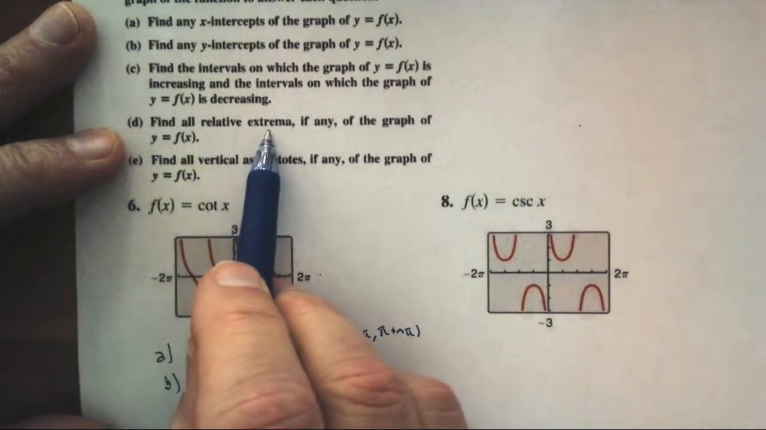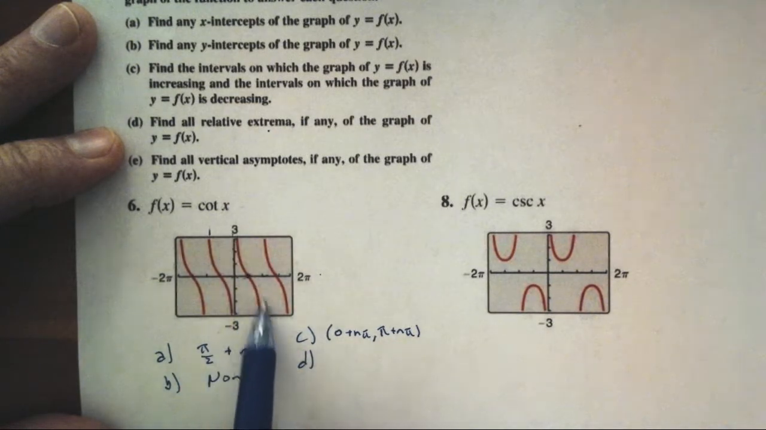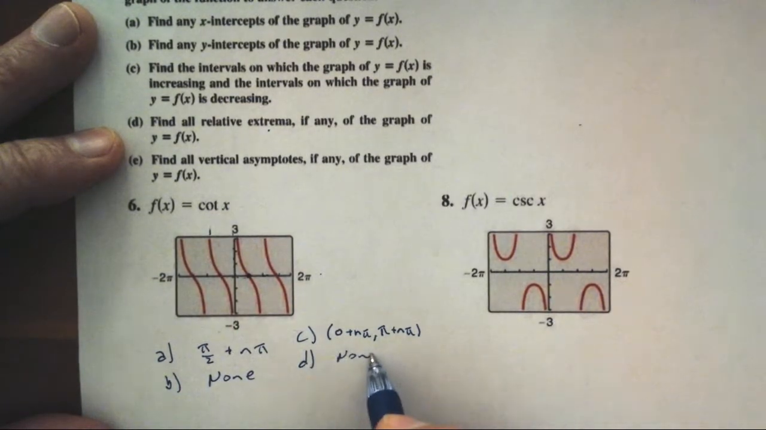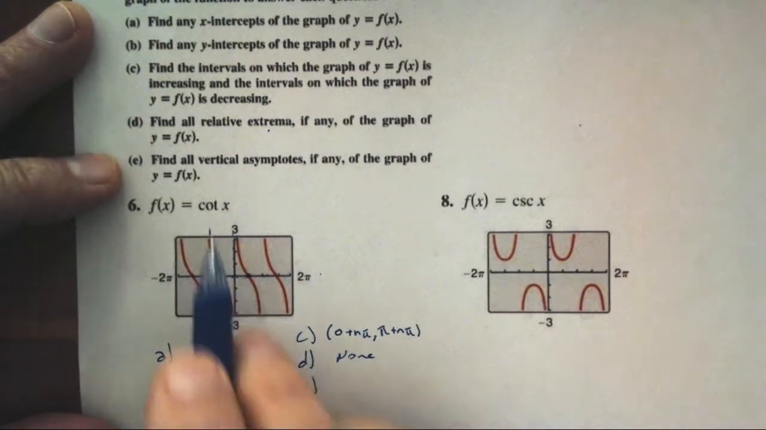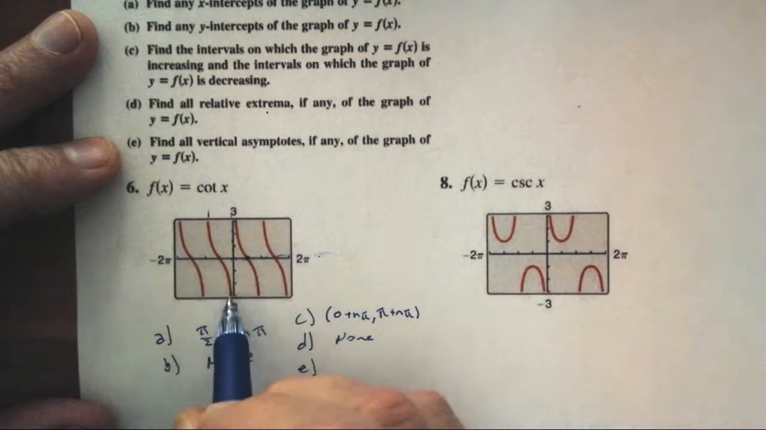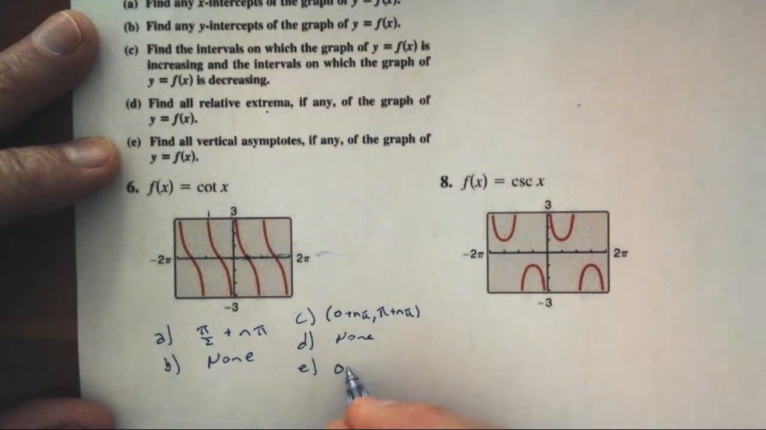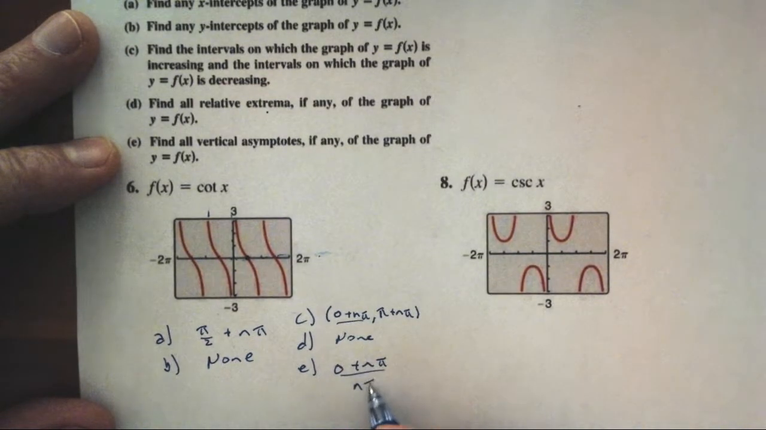So D, find all relative extrema. We don't have any relative maxes or mins. It's going to approach infinity and approach negative infinity. None. And E, find all vertical asymptotes, if any. Well, we have vertical asymptotes at 0 and pi later and pi later and pi later. So that could be 0 plus n pi, or of course just n pi.